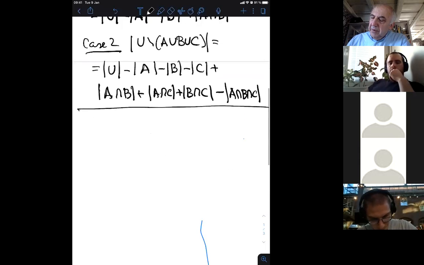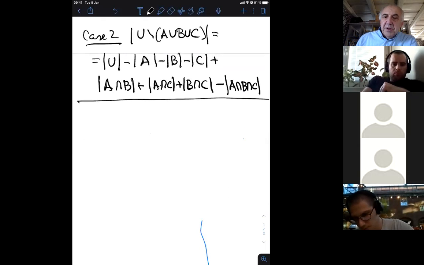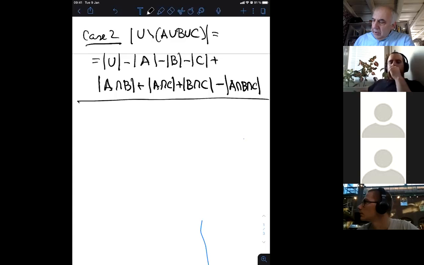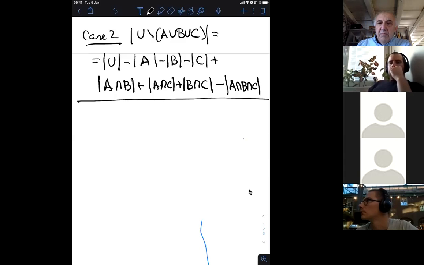So if we have n different subsets, which might intersect in some arbitrary way, what should we do to count the number of elements in the complement to the whole thing? Okay, so let me take some concrete example.